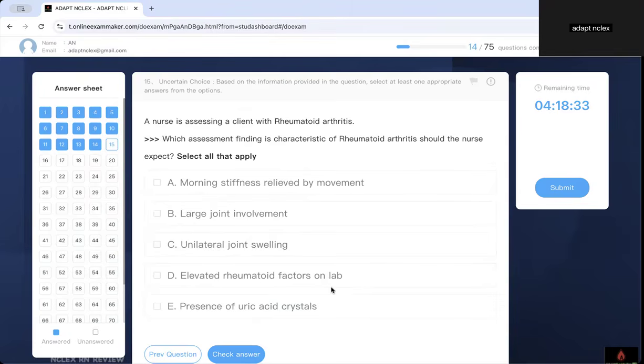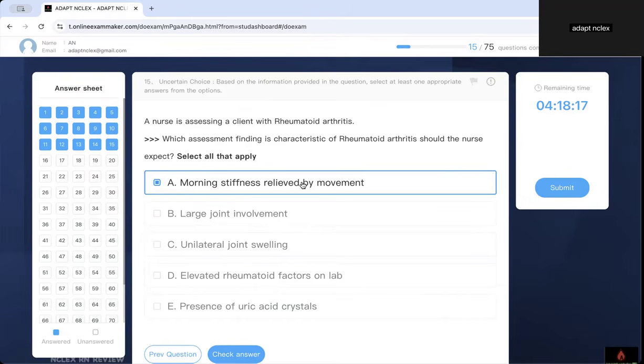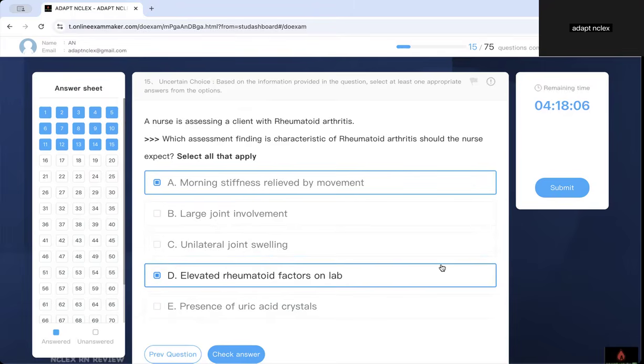Rheumatoid, small joints, little joints, right? Therefore, large joint is not involved. Major problem is stiffness, but when they move, the pain improves. You see the difference between them? Therefore, this one I'm picking. It involves both joints, not unilateral. Therefore, I'm not picking C. Rheumatoid factors are going to be elevated because it's an autoimmune disease. And the presence of crystals is associated with gout. That's the difference between rheumatoid and osteoarthritis.